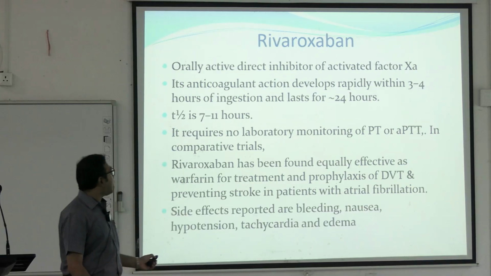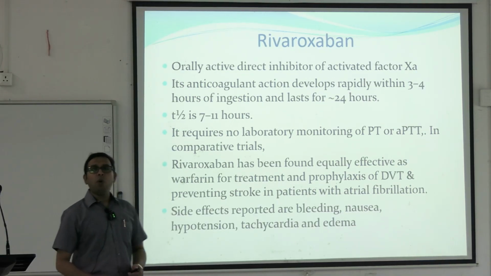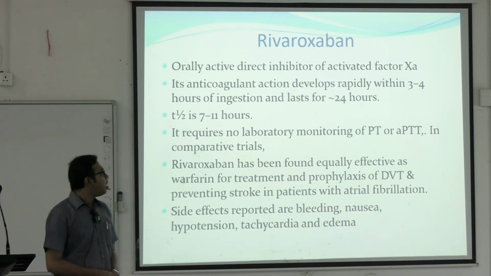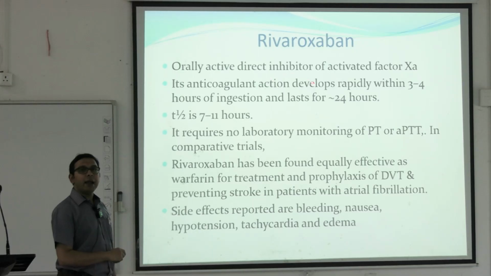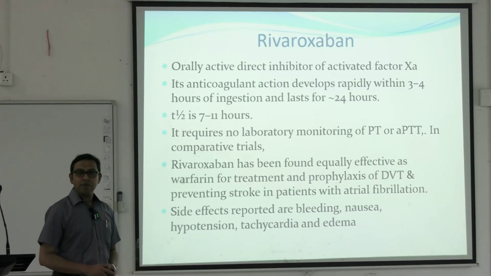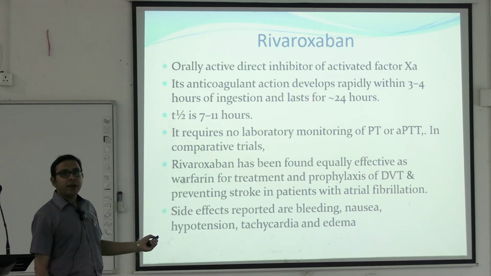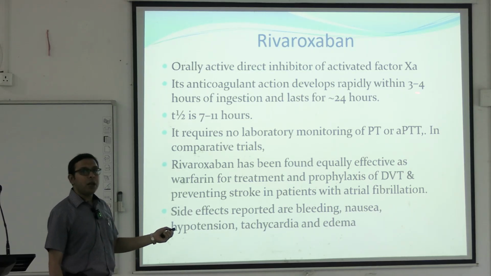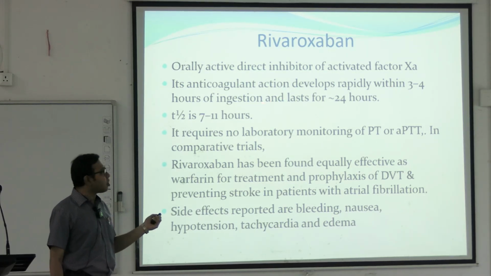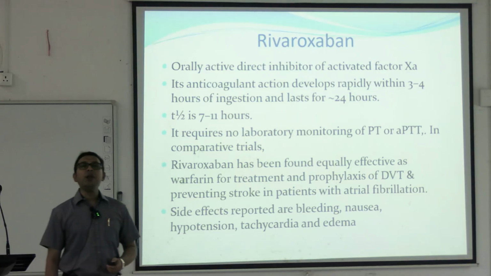Okay, dabigatran. Rivaroxaban, now more commonly used. It is an orally active direct inhibitor of factor 10A; factor 10 to 10A conversion is to be blocked. Its anticoagulant effect develops rapidly, within 3 to 4 hours of ingestion, and lasts for approximately 24 hours.